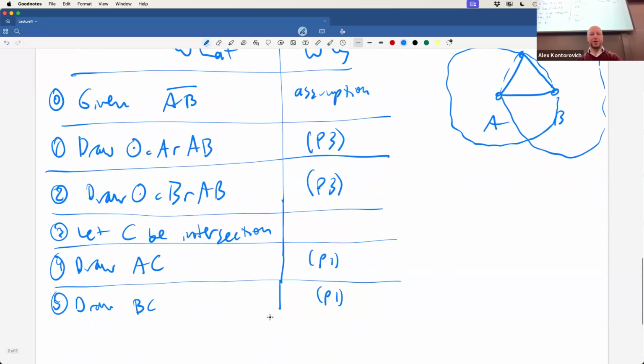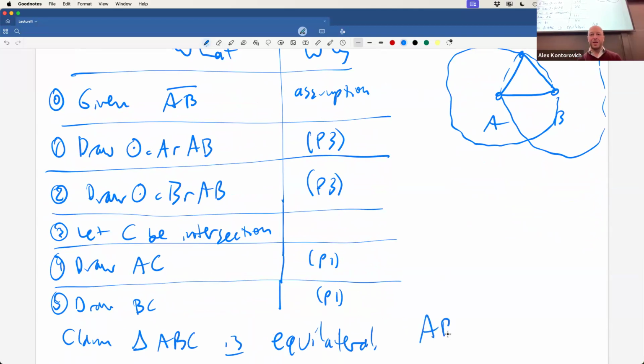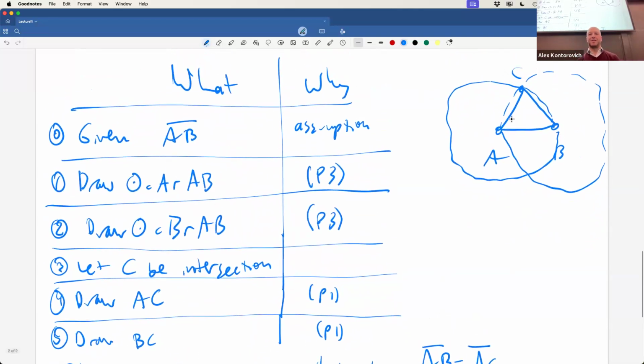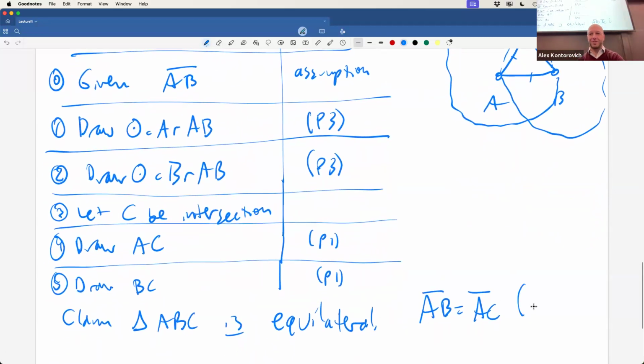So we're done with the construction, but the claim is that this triangle ABC is indeed not just isosceles, but equilateral. So we have to show that all three sides are equal. We know that AB is equal to AC. That's because they're both radii of that first circle.